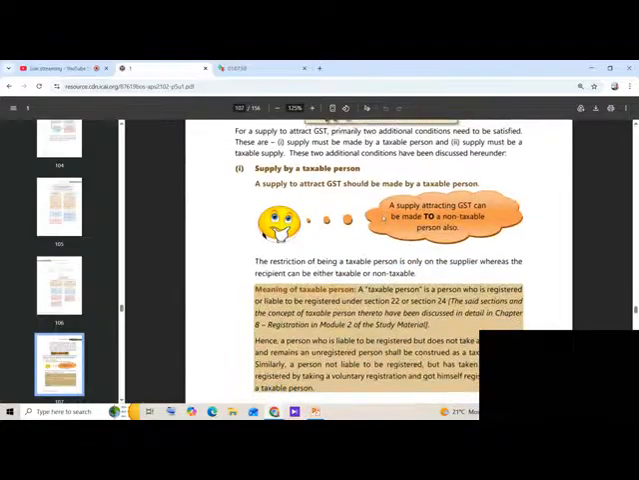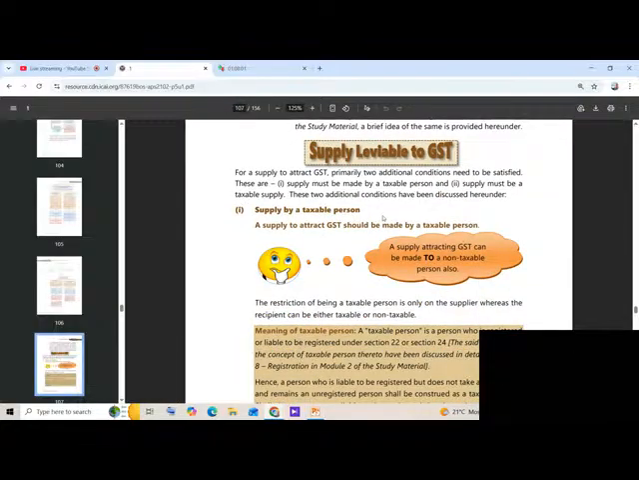Okay. The next thing is when is a supply leviable to GST. For a supply to attract GST, primarily two additional conditions need to be satisfied. The supply must be made by a taxable person, and the supply must be a taxable supply. These two additional conditions have been discussed hereunder.